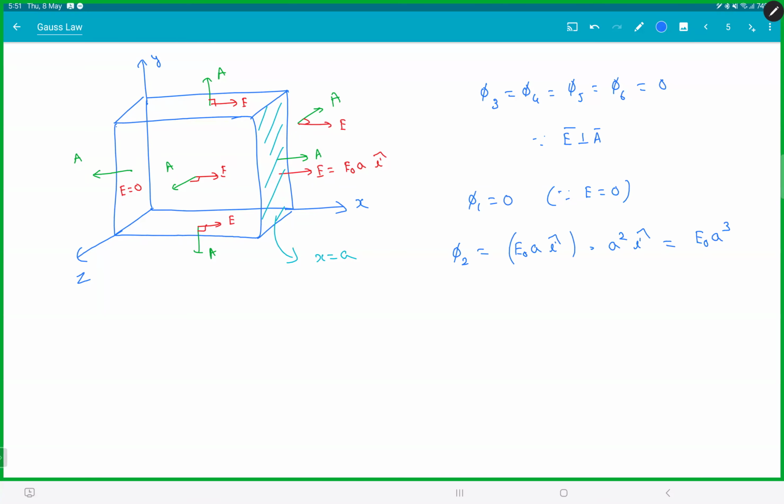So the thing is, the moment you see E naught x I cap, you need to ask yourself on a given surface, is E changing or not? Now, E is changing on 3, 4, 5, 6. But it is always perpendicular to the area vector, so it always becomes 0. Is this clear, everyone? Now, using the same logic, can you do the third part?